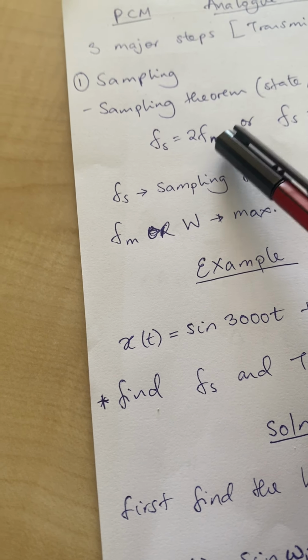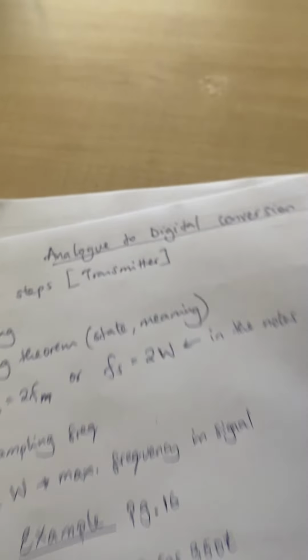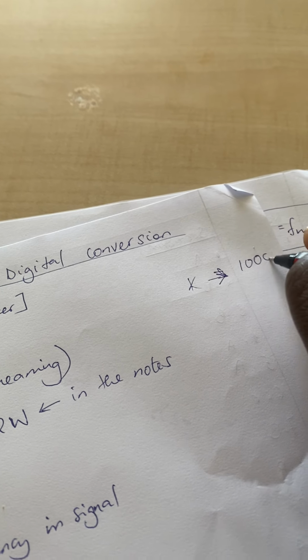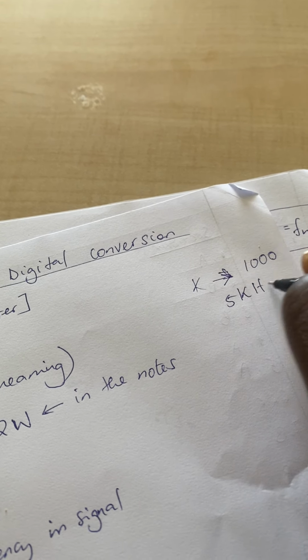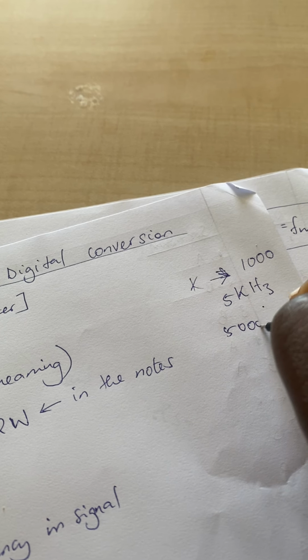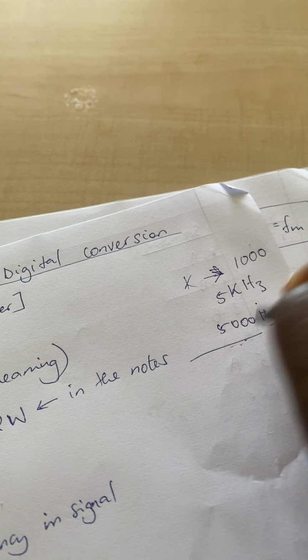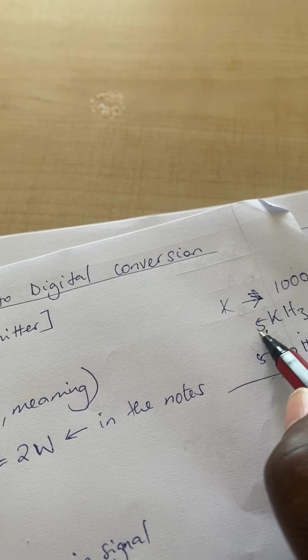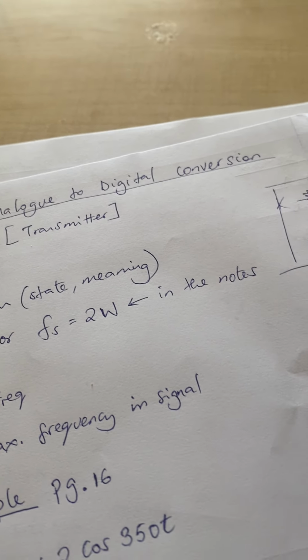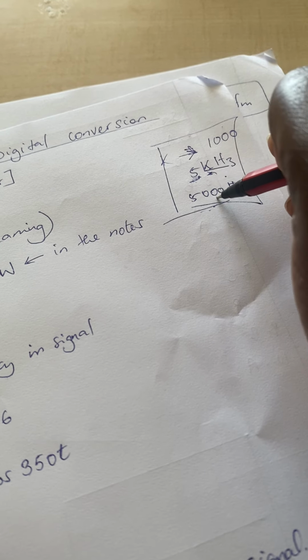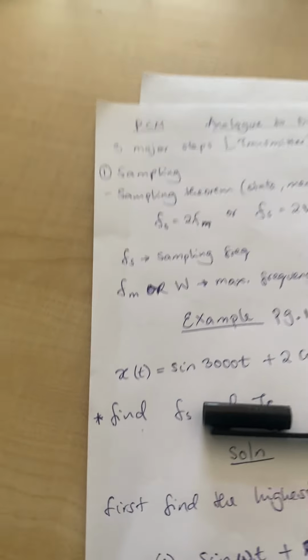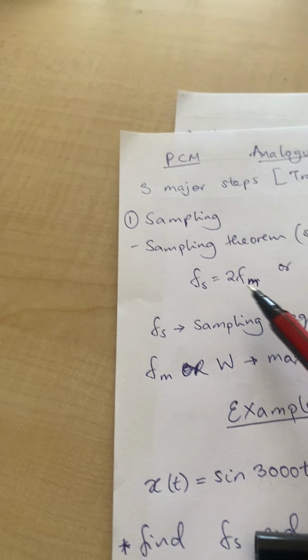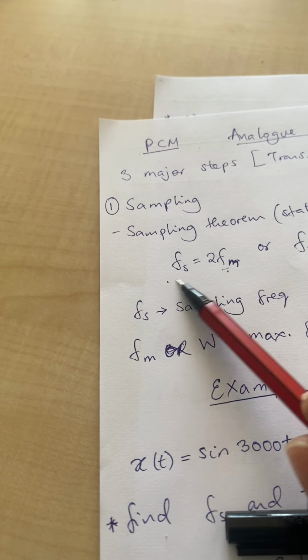Now remember, kilo means 1000. So if you say 5 kilohertz, that simply means 5000 hertz. This is where some people were making mistakes. They were simply taking the 5. Please pay attention to these things. If it is a kilo, it means 5000. So in the test, all I did was give you the highest frequency already, and you needed to just replace it in your equation.